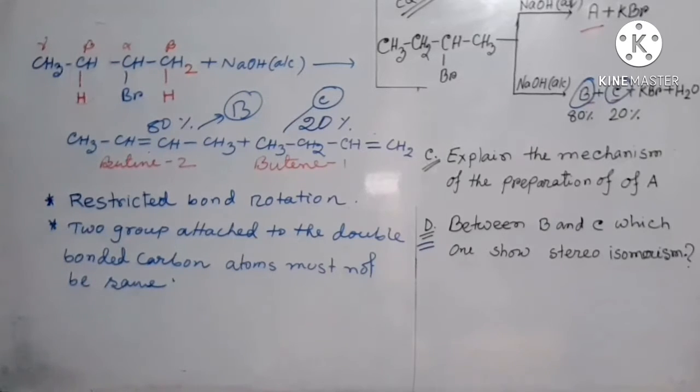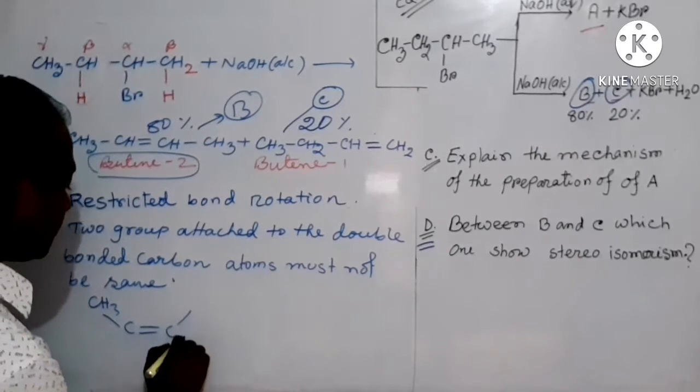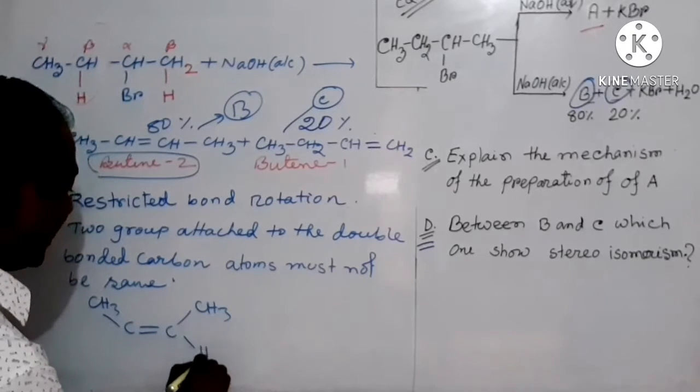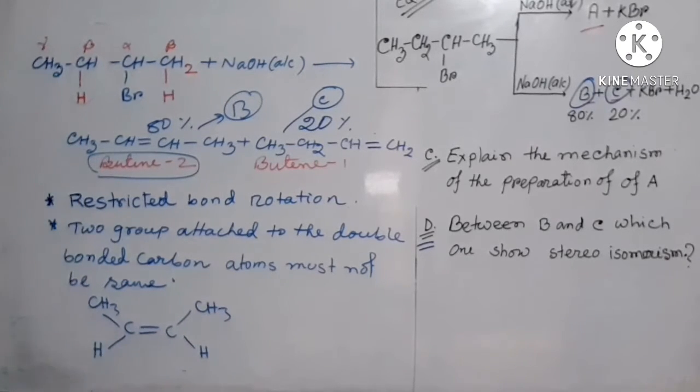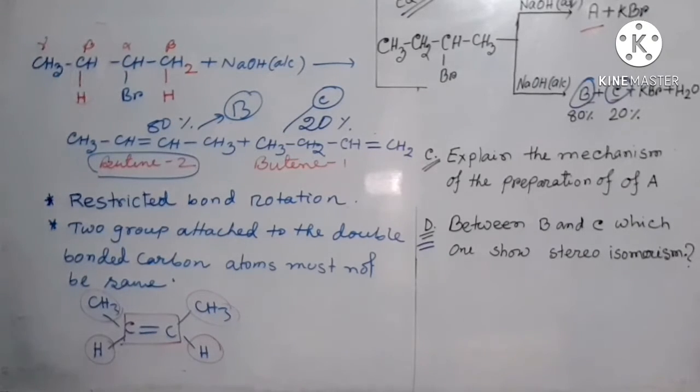Now we discuss butene 2. What is butene 2? Here butene 2 is CH3, C double bond C, CH3, with H, H. Here the double bond is present, so the bond is rigid. That means bond rotation does not occur here, and the groups attached to this carbon are different, and this one is also different, and that's why the B compound shows geometrical isomerism.